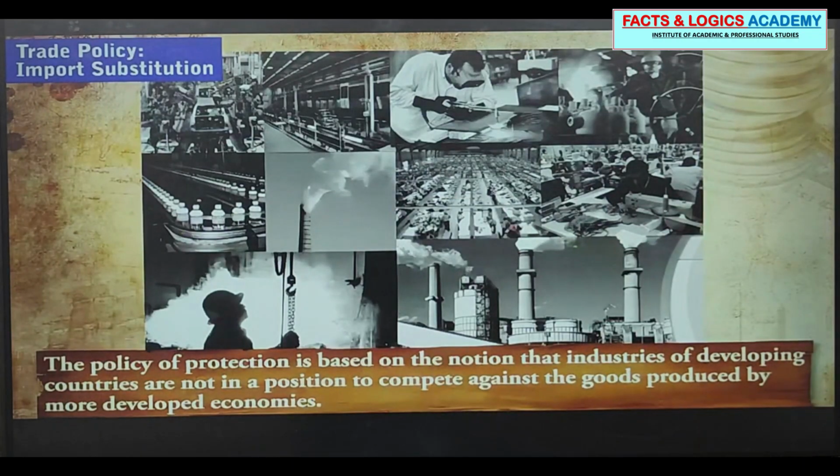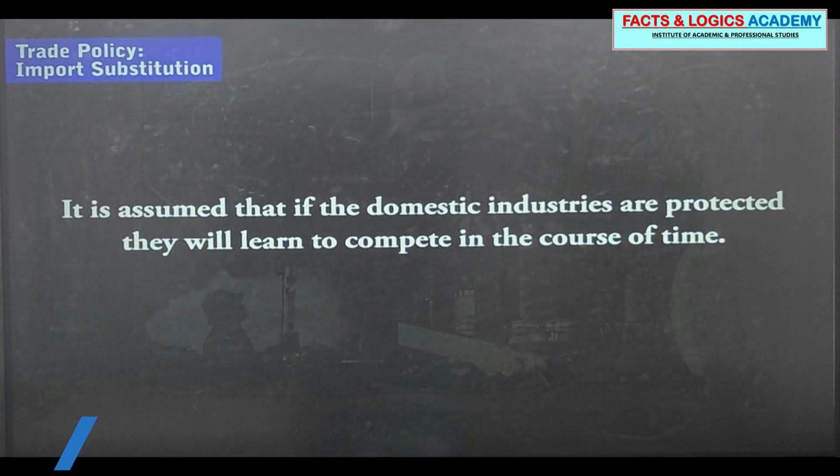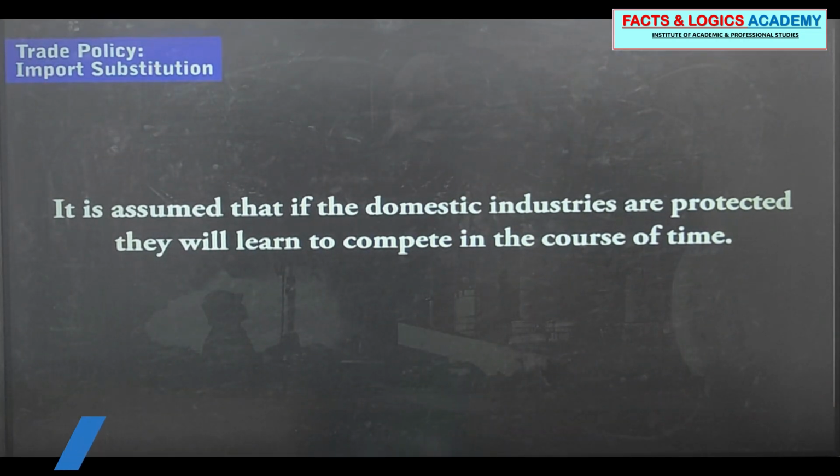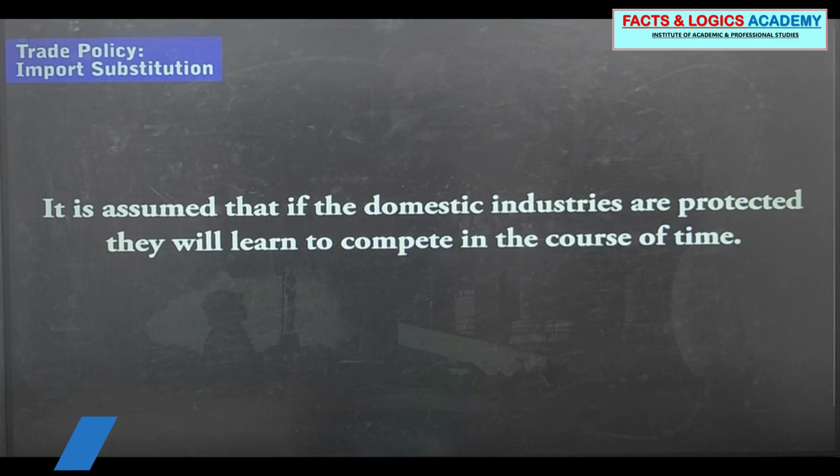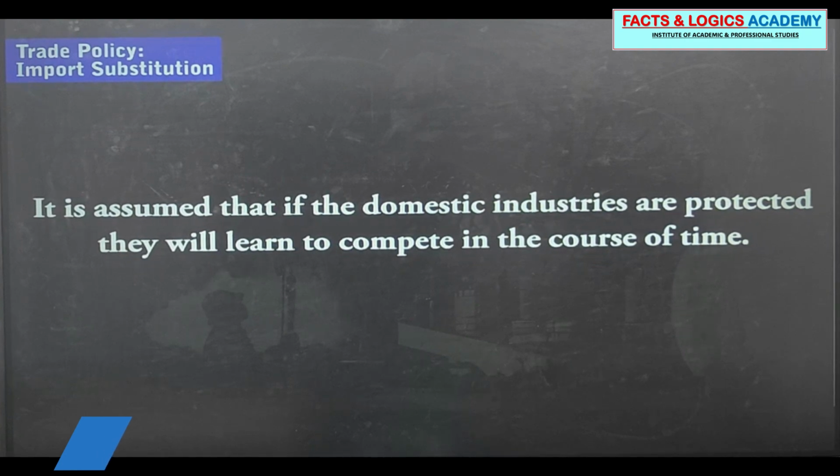The policy of protection is based on the notion that industries of developing countries are not in a position to compete against the goods produced by more developed economies. It is assumed that if the domestic industries are protected, they will learn to compete in the course of time.